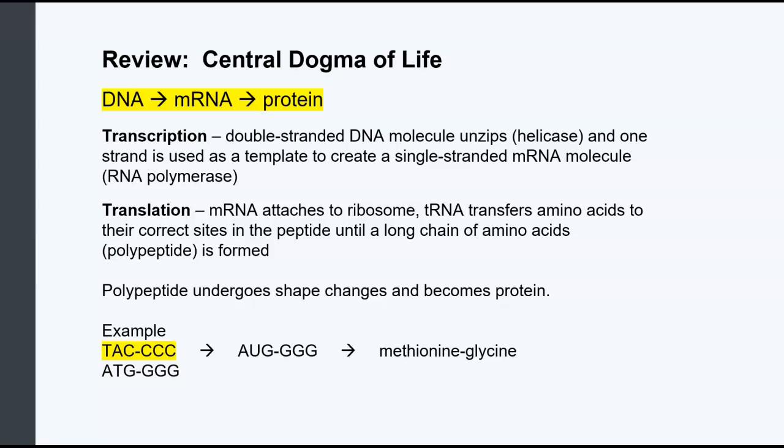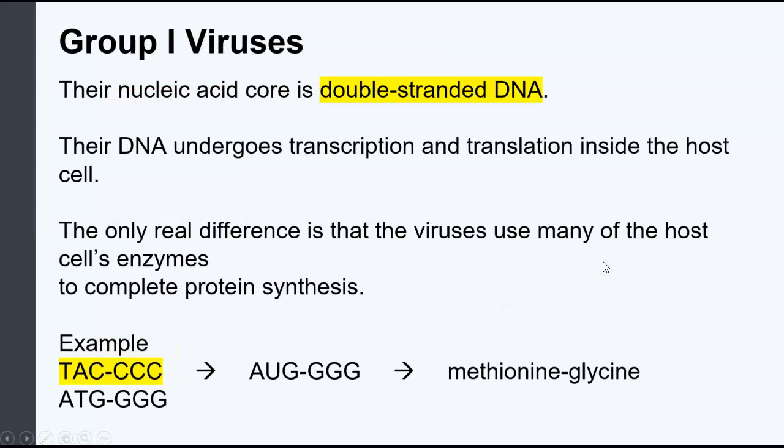So we're going to compare each virus, each of the 7 different classes of viruses, to living organisms, transcription and translation. So group 1 is really easy. The nucleic acid core is double-stranded DNA, and their DNA undergoes transcription and translation inside the host cell. The only real difference is that the viruses use many of the host cell's enzymes.